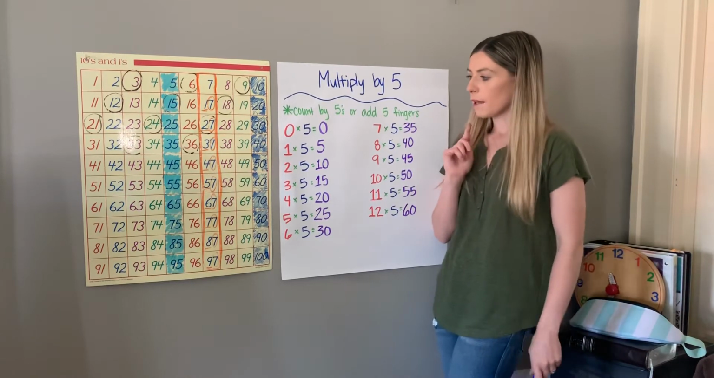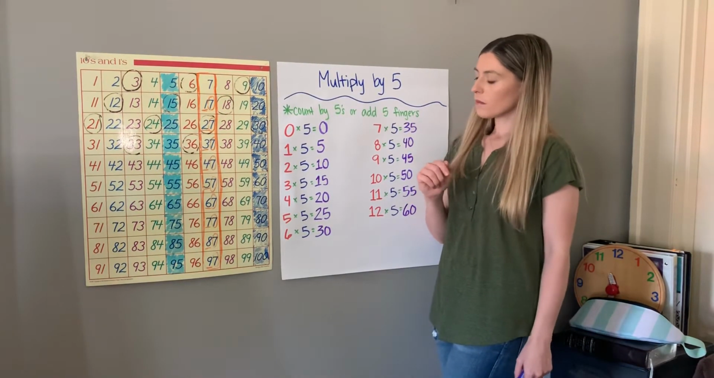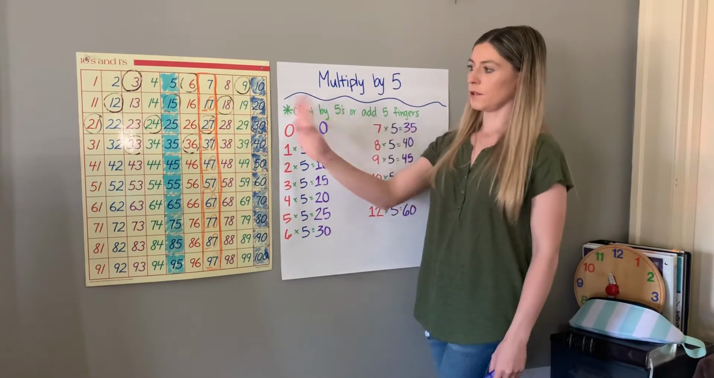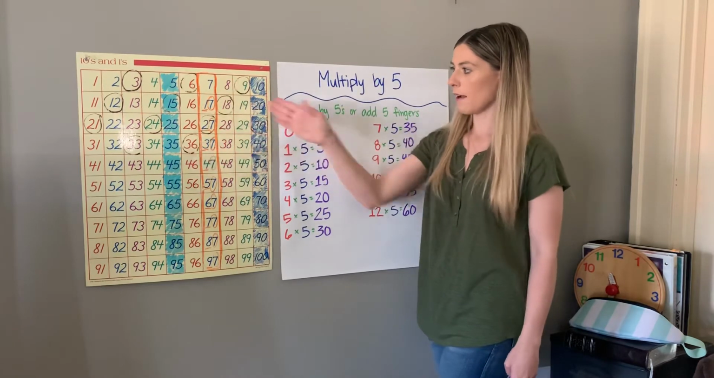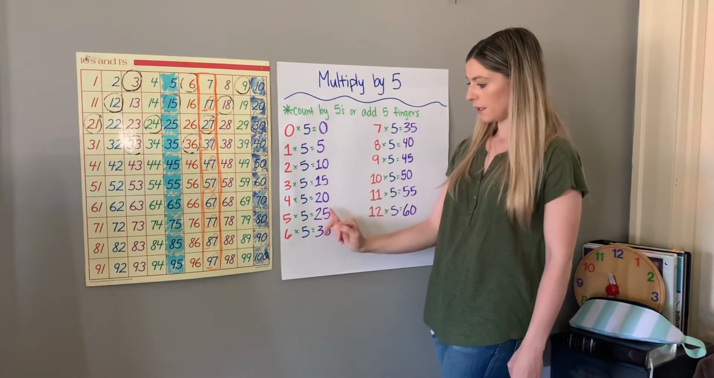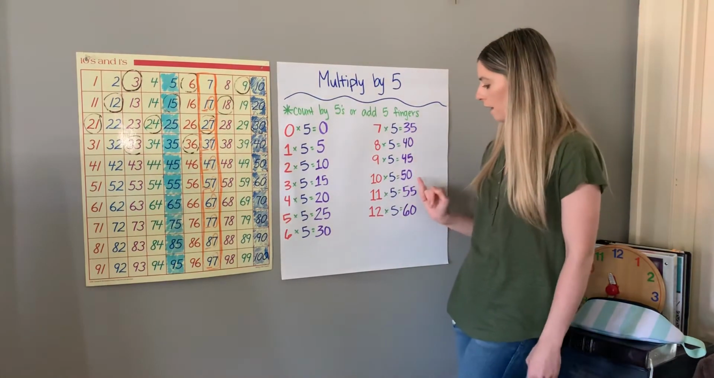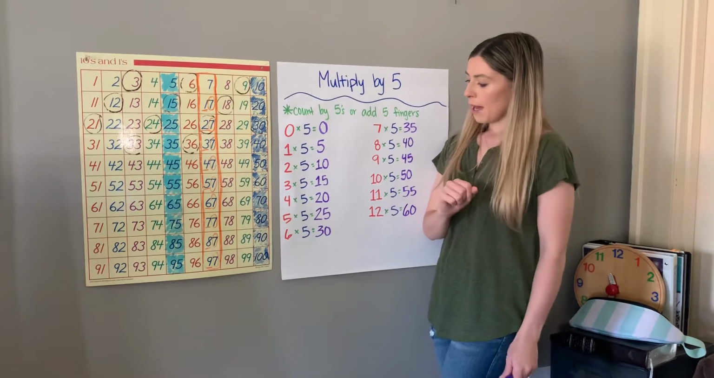But if you also look closely, you can see the pattern that we also see when we skip count by 5s. It goes 5, and then a 0, and then a 5, and then a 0, and then a 5, and then a 0. So 0, 5, 0, 5, 0, 5, 0, 5, 0, 5, 0, 5, 0 in the ones place only.